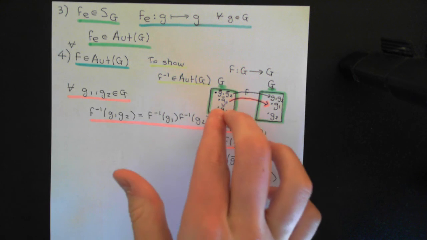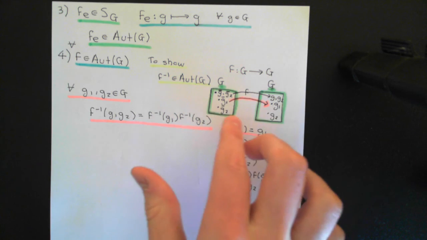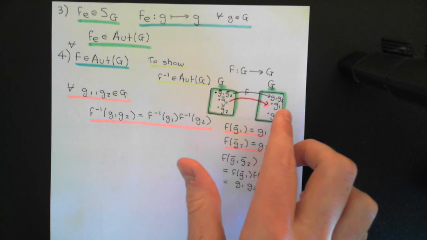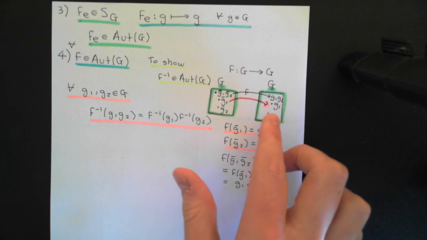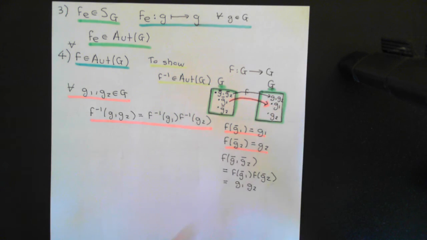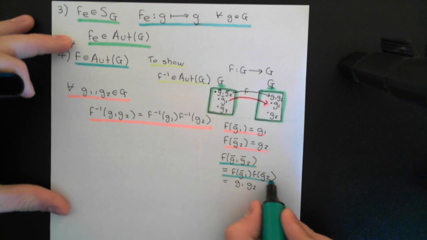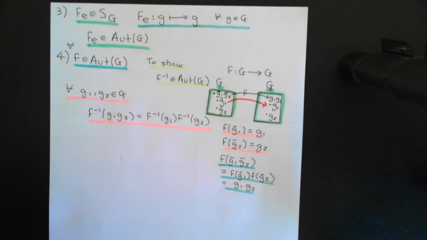You can compose these two elements together in the domain, and what that will be mapped onto is the same as what these two elements are in the codomain composed together. So that's all rather lovely. And now we have enough to prove this statement.